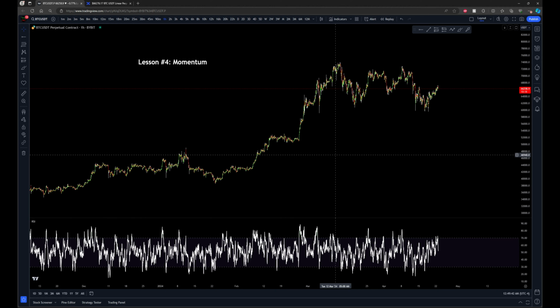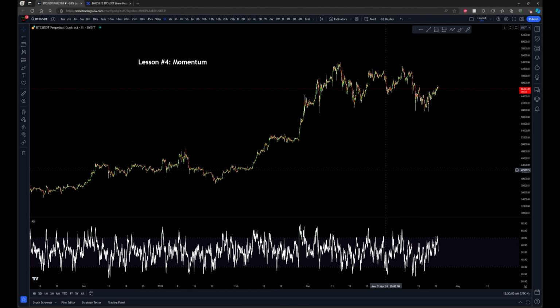But let's now get into this lesson on momentum. Now, we're not going to talk about velocity and mass and calculating momentum. We're talking about how to practically apply it in the markets for our trading, and what I've noticed about it over the course of almost 10 years of trading experience.